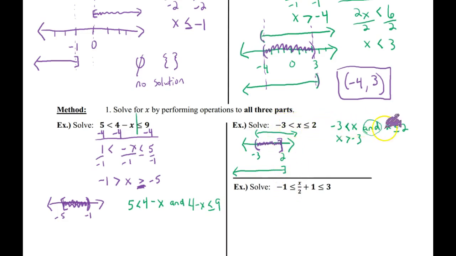Again, I don't have to actually rewrite this if I just look at this. It's between negative 3 and 2. So between negative 3 and 2, all of those values in between. And in interval notation, we do parenthesis negative 3, comma, 2, bracket.